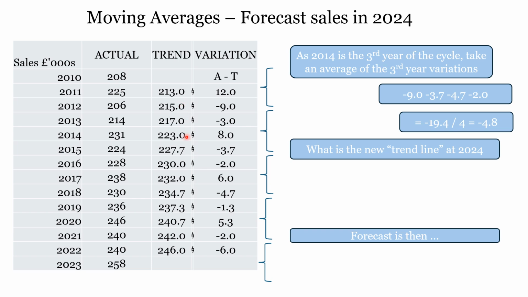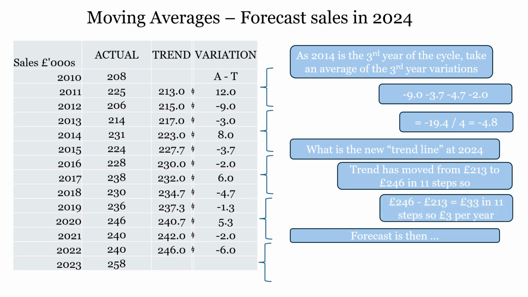1, 2, 3, 4, 5, 6, 7, 8, 9, 10, 11 jumps. So the question is, what was the change in the trend line, and then what is the average per year change in that trend line? So the trend has moved from 213 to 246 in 11 steps. So it's £33, in this case pounds, the thousands of pounds of course, and that's £3,000 per year. So what's my forecast then?